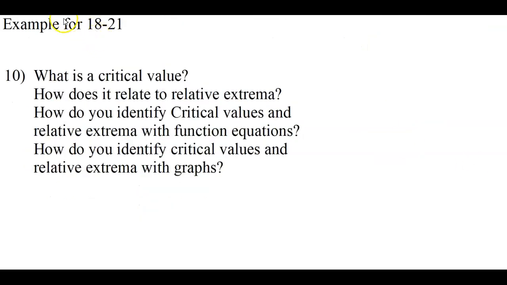All right, these are some examples for 18 through 21. Just reviewing some basic vocabulary with you, and we've already alluded to a lot of this in previous problems, but just clarifying things. First of all, to do exercises 18 to 21, you need to know what a critical value is. A critical value is where the derivative is 0 or where it does not exist. That's what a critical value does.